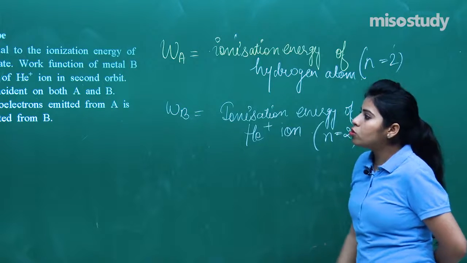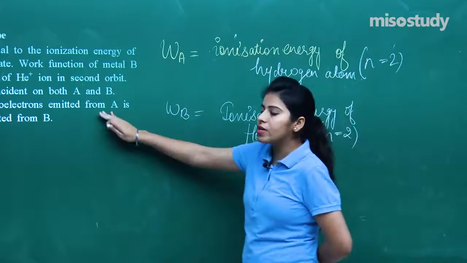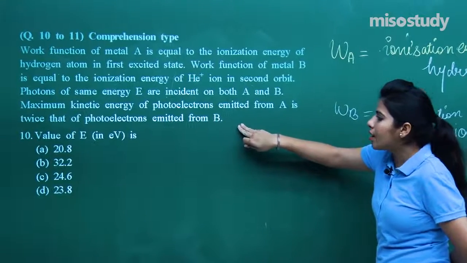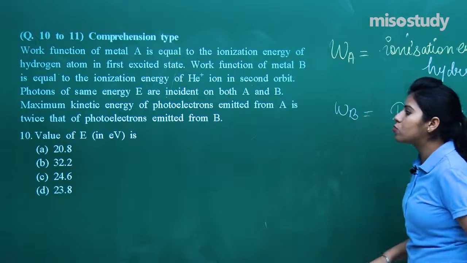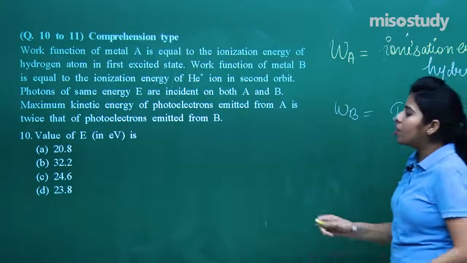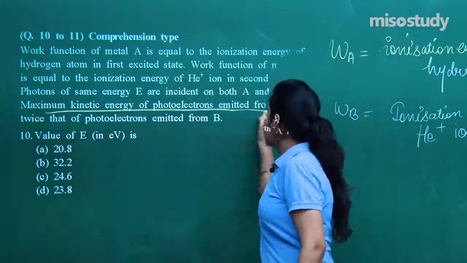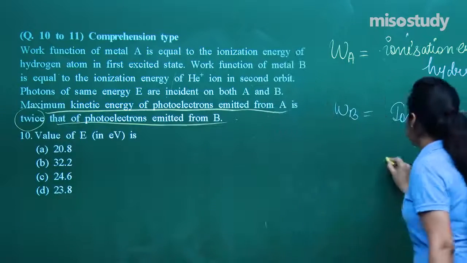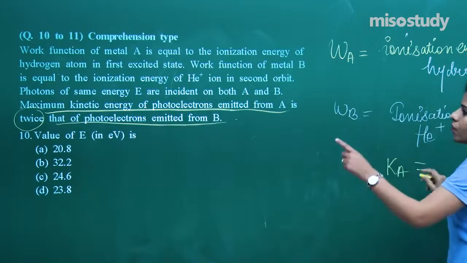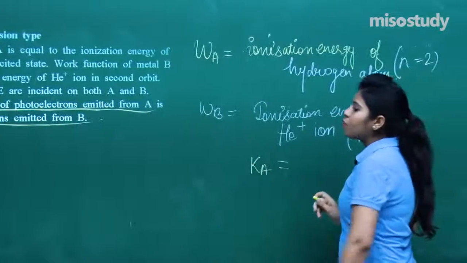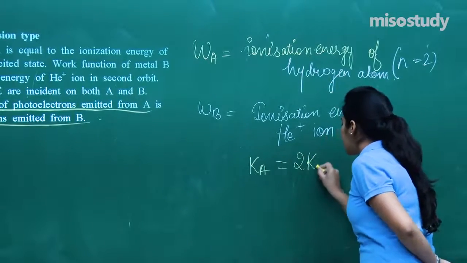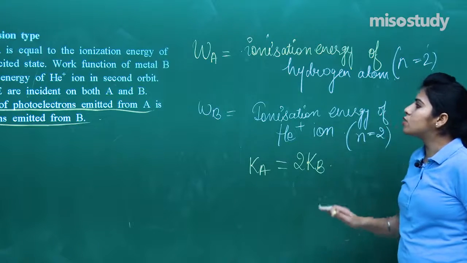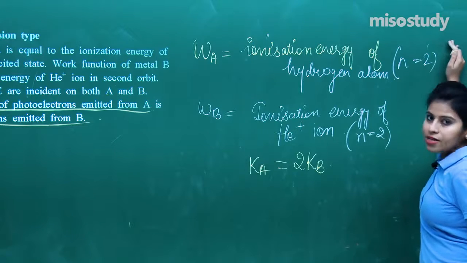Now photons of energy E are incident on both A and B. The maximum kinetic energy of photoelectrons emitted from A is twice that of photoelectrons emitted from B. So the given relation can be written as: the kinetic energy of the electrons emitted from A is twice the kinetic energy of B.